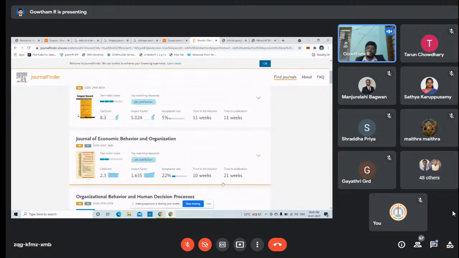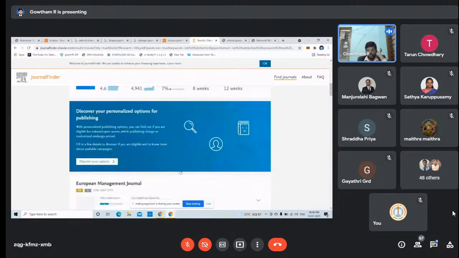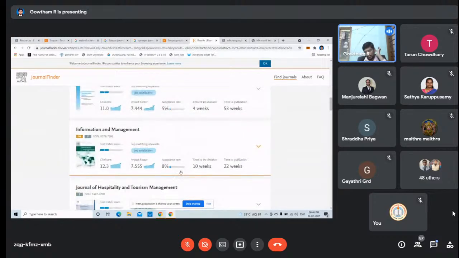See here, I think this is better. First decision is 10 weeks, time for publication is 21 weeks. 21 weeks means 5 months for publication plus 2 months, so this will take around 8 to 9 months for your paper to get published. But the acceptance rate is good, 22%. Here only 5%, here 22%, which means there is a higher probability for your paper to get selected. So you can always navigate through this.